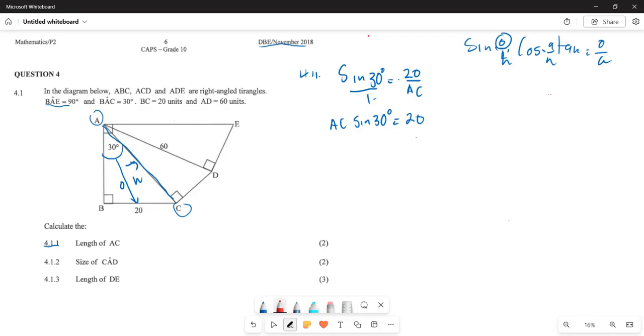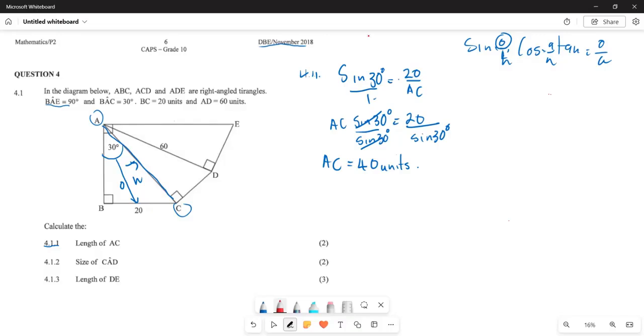And what else are we going to do? Then you're going to divide by the sine of 30 degrees on this side, and divide by the sine of 30 degrees on this side, right? So these are going to cancel. Which means the value of your AC that you're going to get is 40, right? This is going to be 40 units. So this is the value of your AC. Hopefully this makes sense.